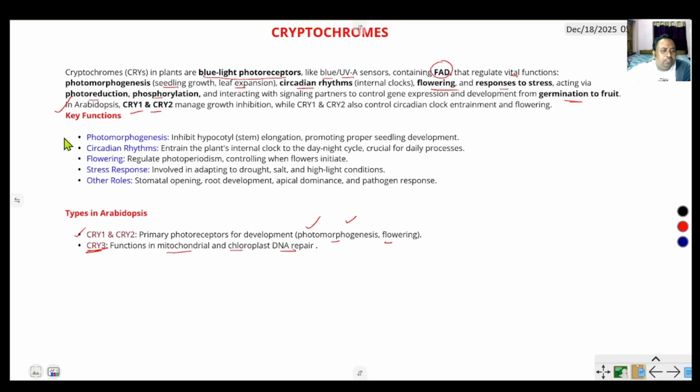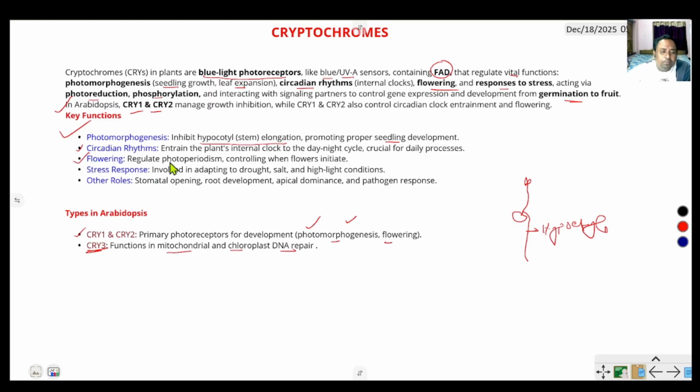So what is the key function of cryptochromes? For photomorphogenesis, it inhibits hypocotyl elongation and promotes proper seedling development. That means this is a seed, and after germination the seedling is developed. This is called the hypocotyl. Circadian rhythm means the internal clock is maintained inside the plant, the day-night cycle, crucial for daily processes.